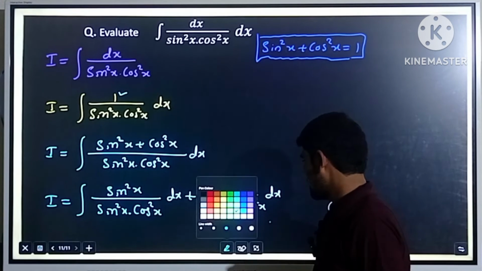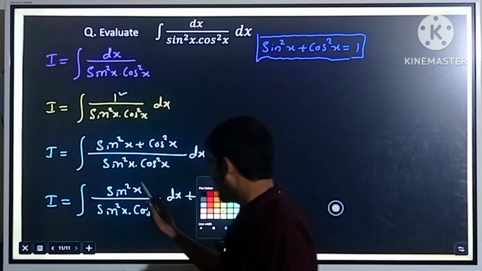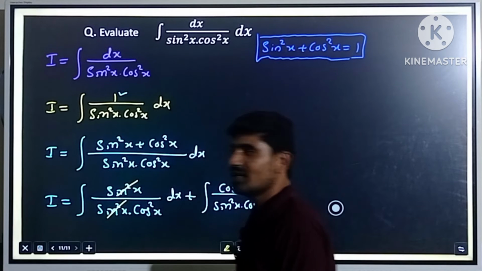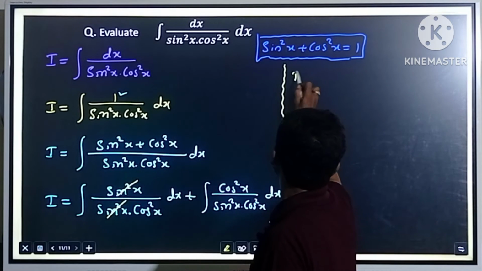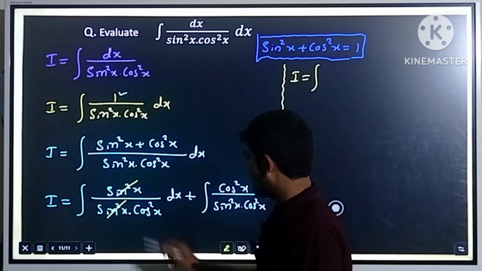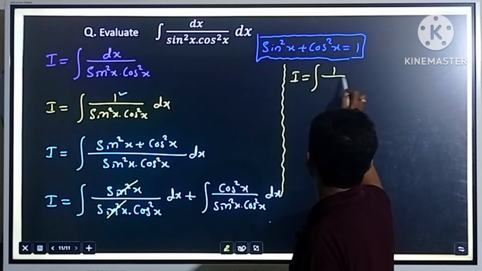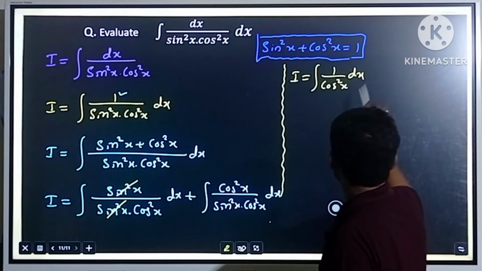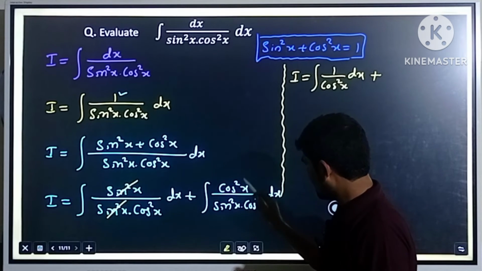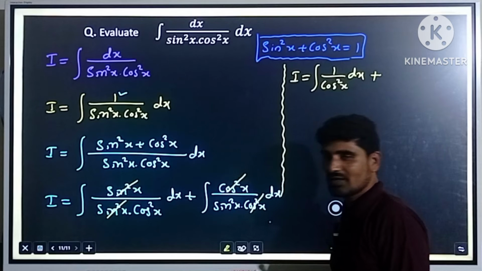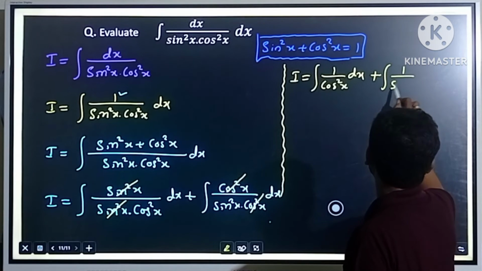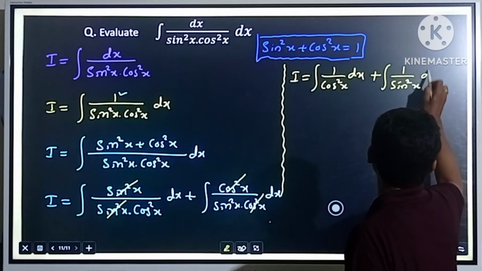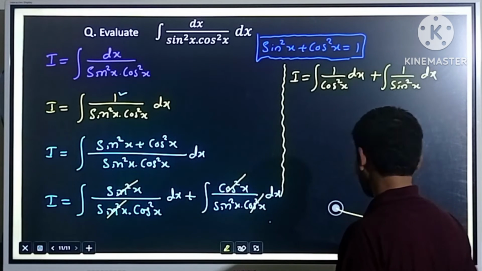Now in the first integral, I can cancel sin square x and sin square x. Therefore I is equals to integration of 1 by cos square x dx, plus in the second integral also I can cancel cos square x and cos square x. Remains integration of 1 divided by sin square x dx.